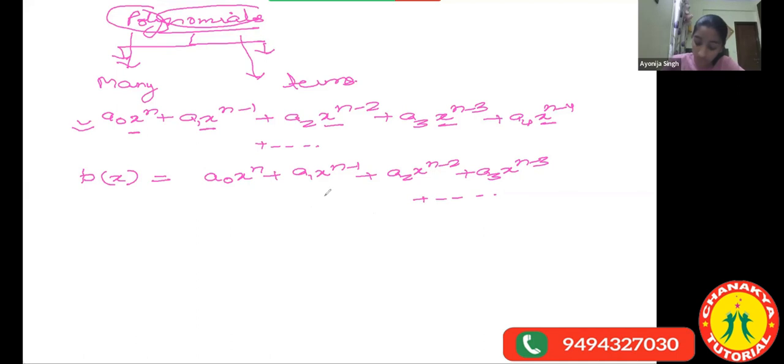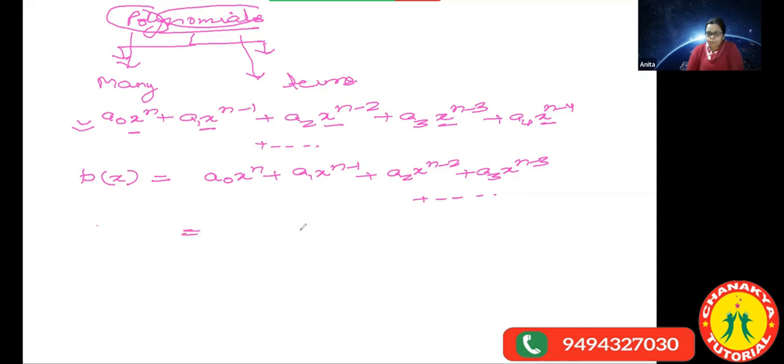Suppose, children, if you have given a function in terms of y, suppose I have written here 2y square plus 5. So here your polynomial is in function of y. So you will write here polynomial is a function of y. So you will write p(y) is equal to 2y square plus 5. Clear this thing, children?